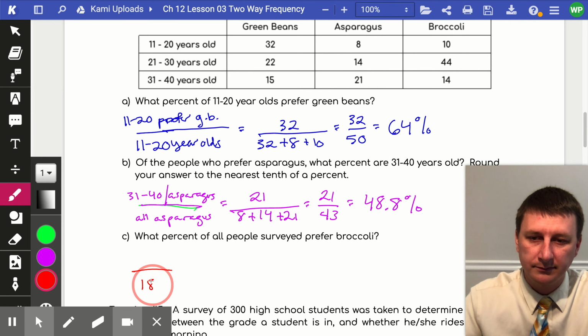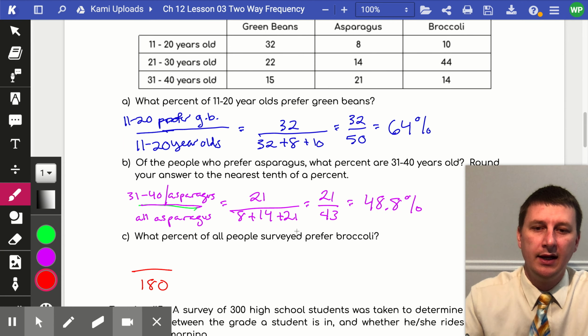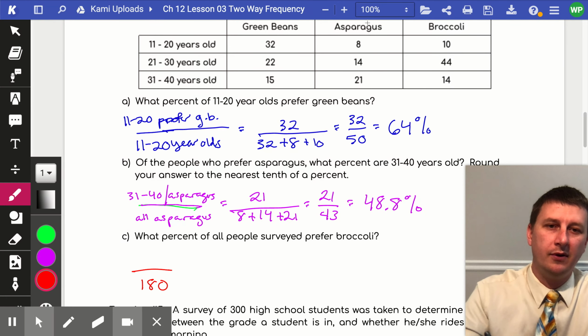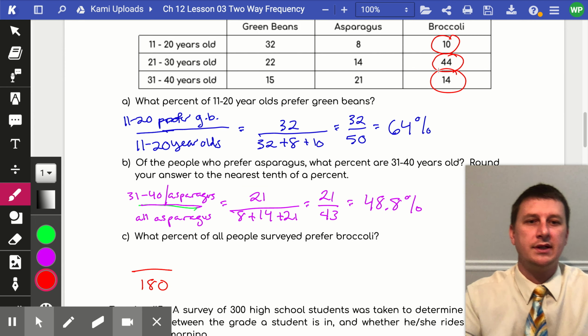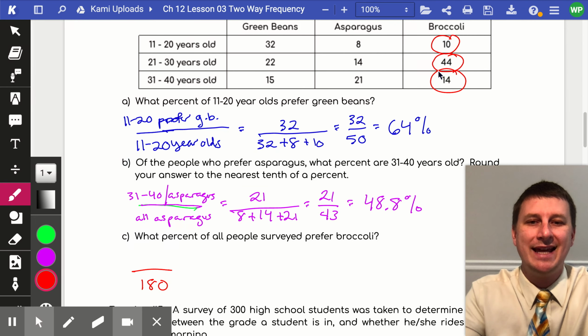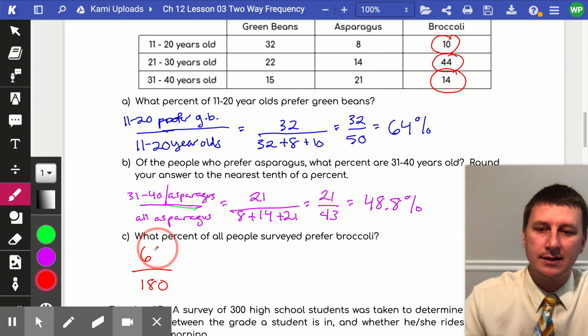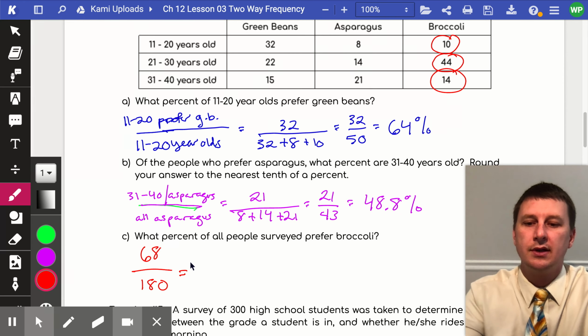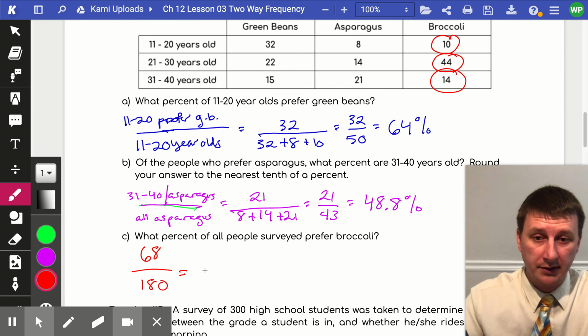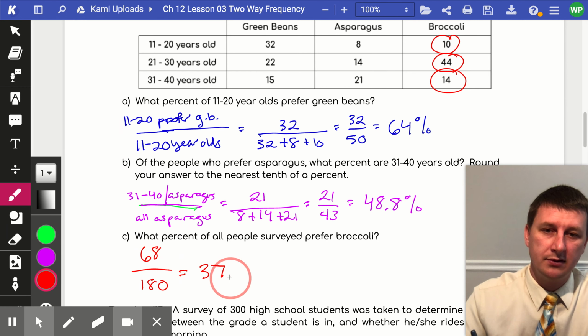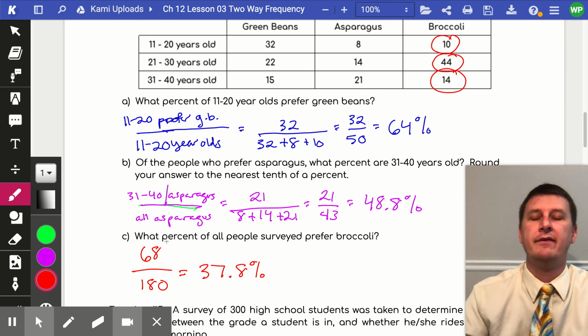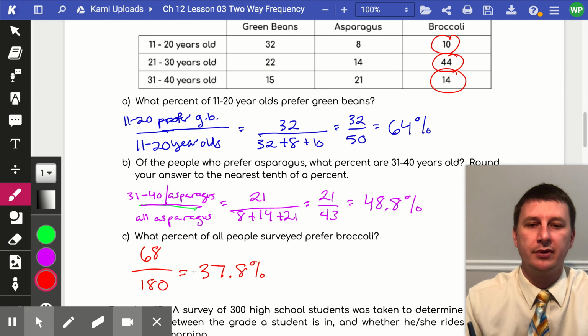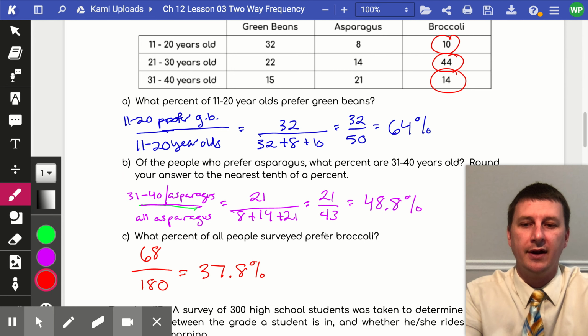So of the total 180 people, how many prefer broccoli? Well, we have 10 in this category, 44 here, and 14 here. So the number that's going to go on the top is 10 plus 44 plus 14, and that's going to give you 68 out of 180. So as a percent, we're going to have 37. And again, I would assume that we would round to the nearest tenth of a percent, just like in the previous exercise. And we have 37.8% of all people surveyed prefer broccoli as their favorite of those three vegetables.